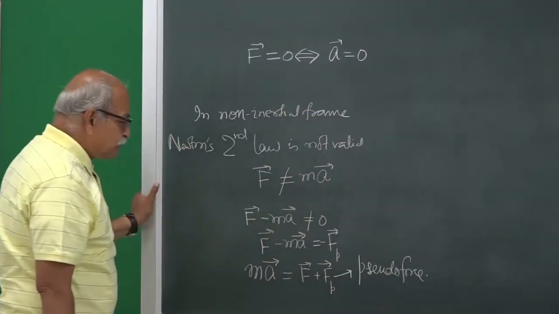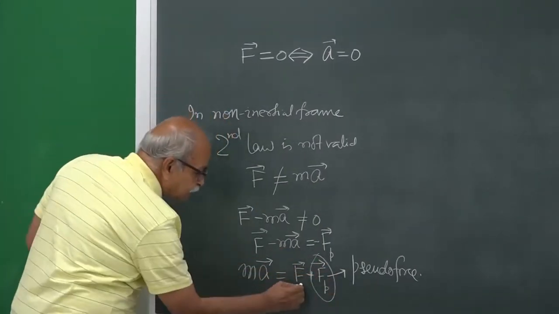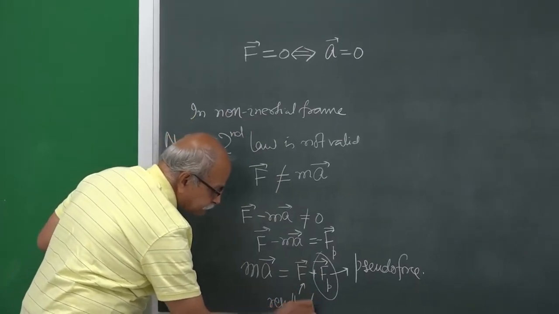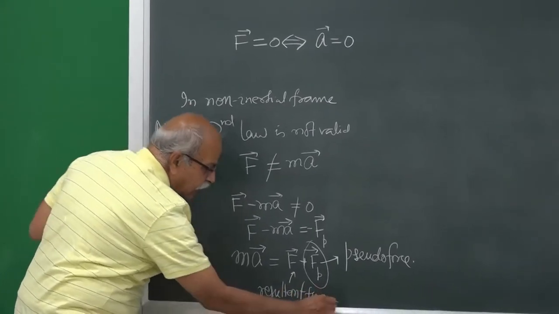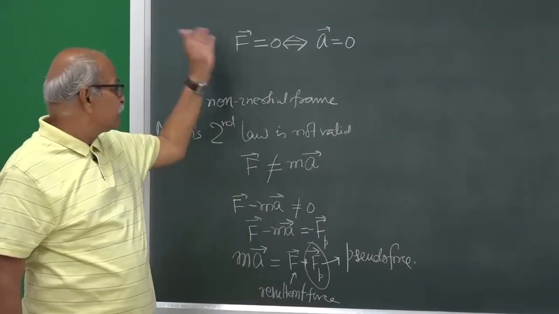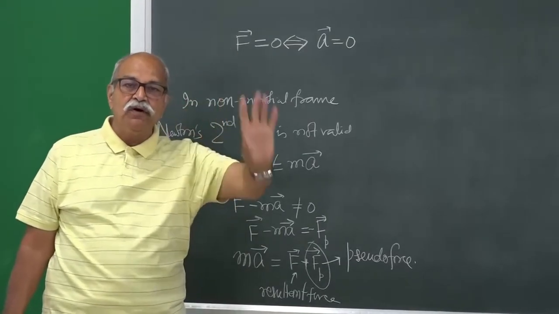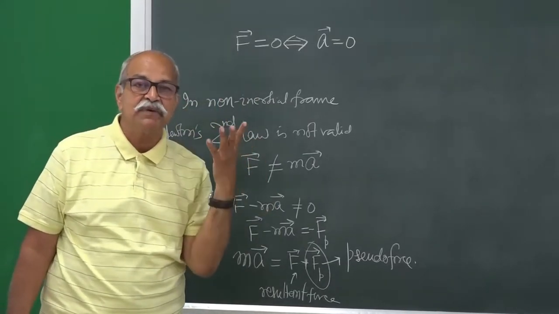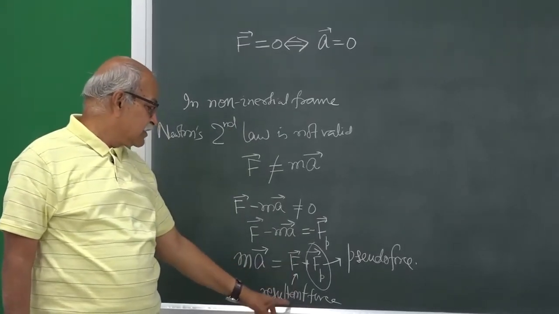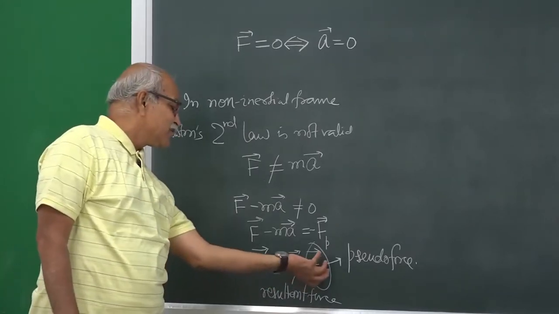Why do we call it pseudo force? Because if you bring it here, it's not there. Okay, this is the resultant force. All the forces which are acting on the particle are included in this. There is nothing left. When we write Newton's second law, F equal to ma, this F includes all the forces which are acting on the particle. It is the resultant force. Still, it is not equal to m times a. And that is why we have to add something else to make it equal.